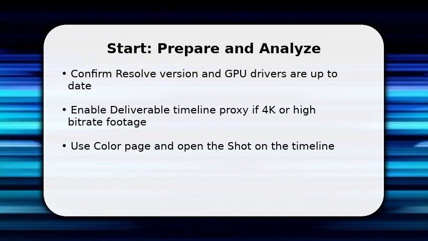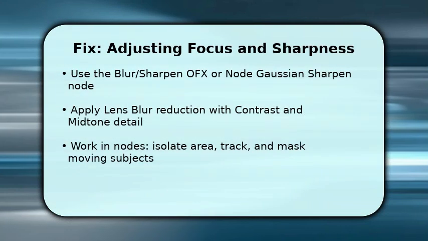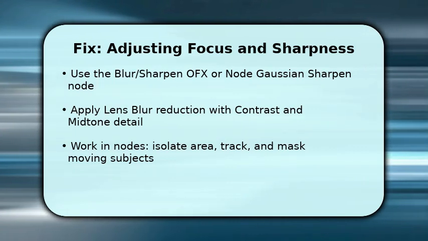Add a sharpen node and reduce radius while increasing amount conservatively, because too much creates halos. Once added, use a power window to isolate the subject, then track, so sharpening follows motion.